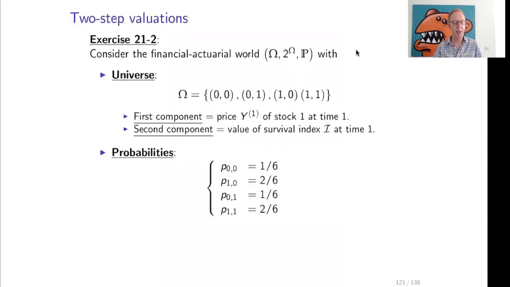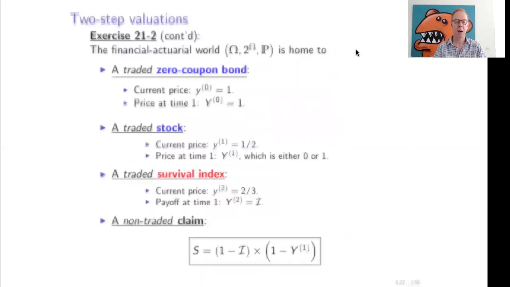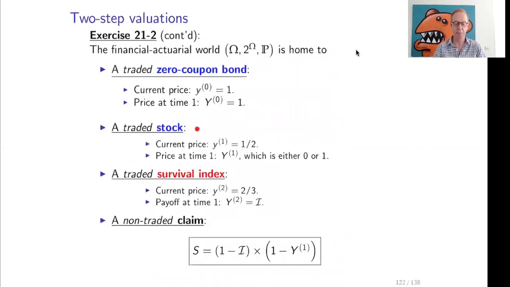Let us now continue in exercise 21.2, but we add an additional traded asset in the financial market. So we are in the same setting as in exercise 21.1, but apart from the zero coupon bond and the stock, there is also a survival index. The survival index is also traded. The payoff Y2 is equal to I, and the current price of Y2 is equal to 2 over 3. The claim S, as we defined before, is still non-traded. So now we have a market with 3 traded assets.